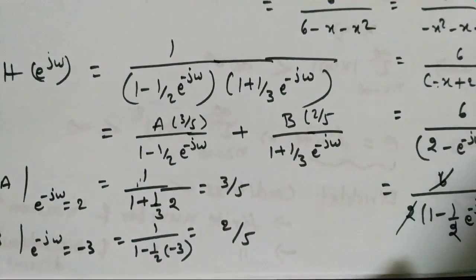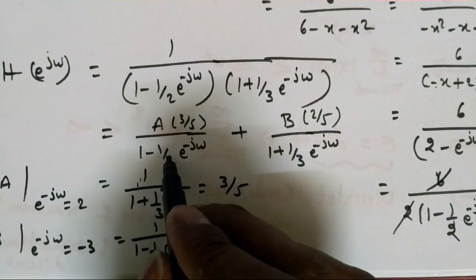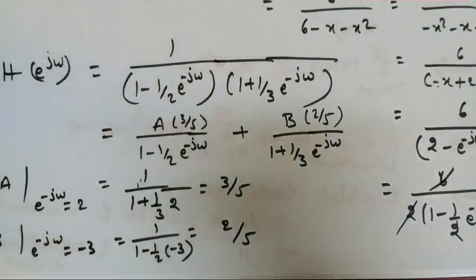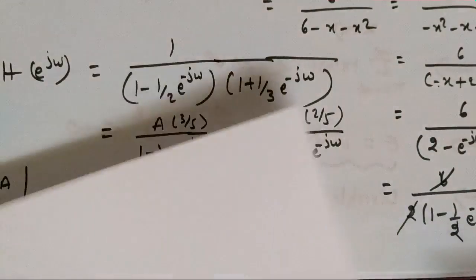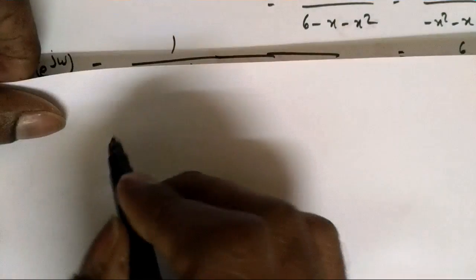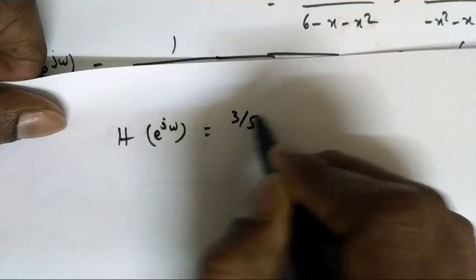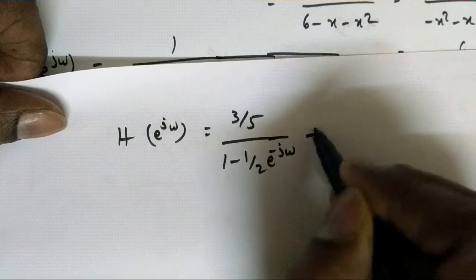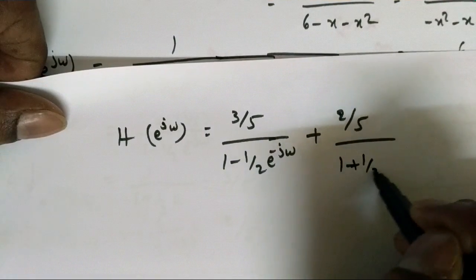Now what is the inverse Fourier transform of this signal? So 1 by 1 minus a into e power minus j omega, 1 by 1 plus a into e power minus j omega. So this will become like this. So I'll write here H of e power j omega is equal to 3 by 5 times 1 by 1 minus 1 by 2 e power minus j omega plus 2 by 5 times 1 by 1 plus 1 by 3 e power minus j omega.